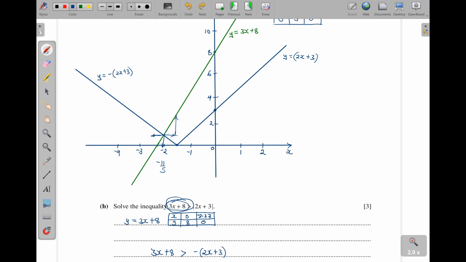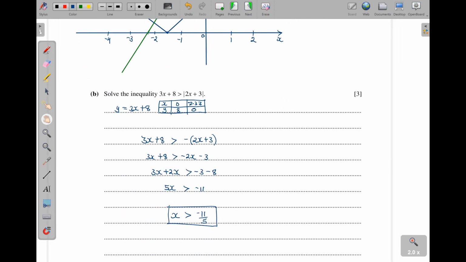So that means what we have gotten is correct, because it is greater than negative 11 over 5. So that is going to be our answer. However, you can also do the splitting. When you do the splitting, you're going to test. So you consider one negative, you also consider the other one positive.